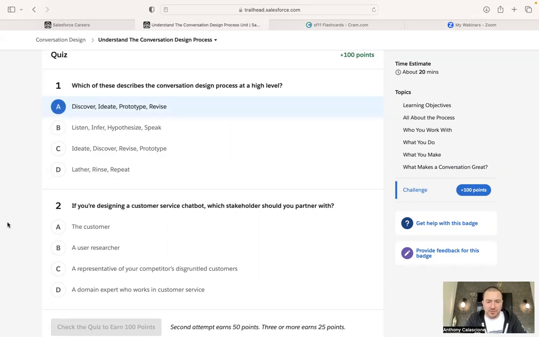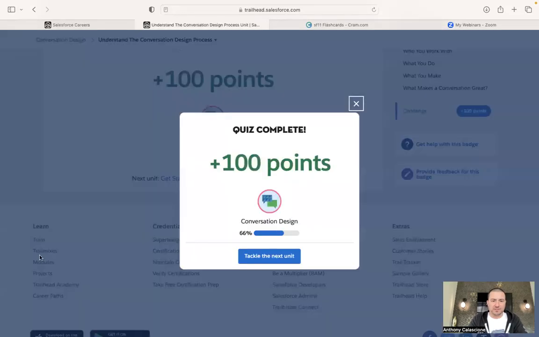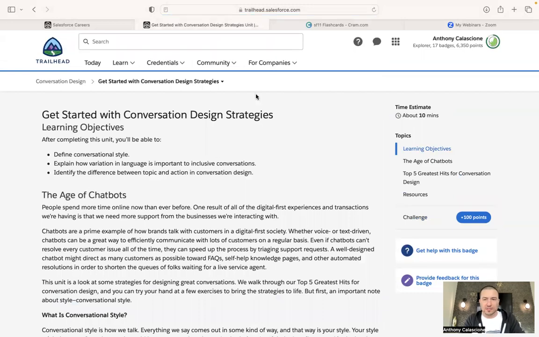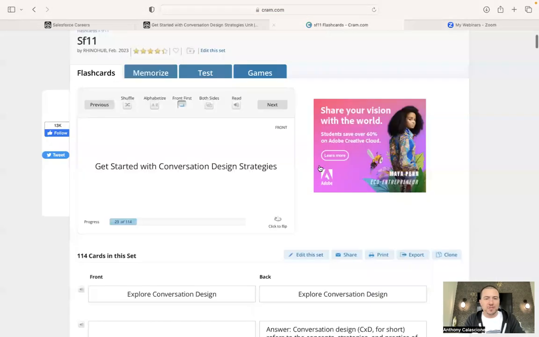If you're designing a customer service chatbot, which stakeholders should you partner with? The customer, a user researcher, a representative of your competitor's disgruntled customers, a domain expert who works in customer service. A domain expert who works in customer service. Right? If you can do a customer service chatbot, you should probably partner with an expert that's in customer service. Okay, get started with conversation design strategies.